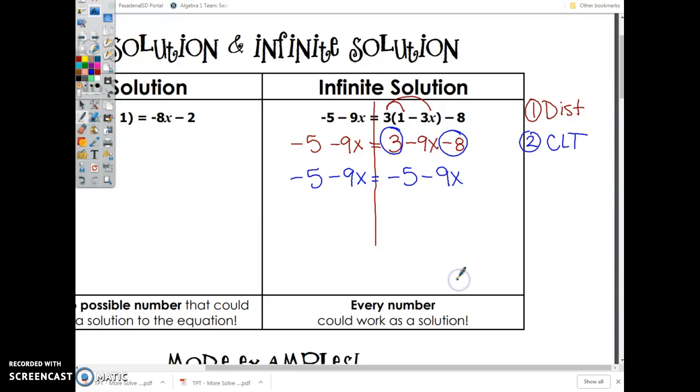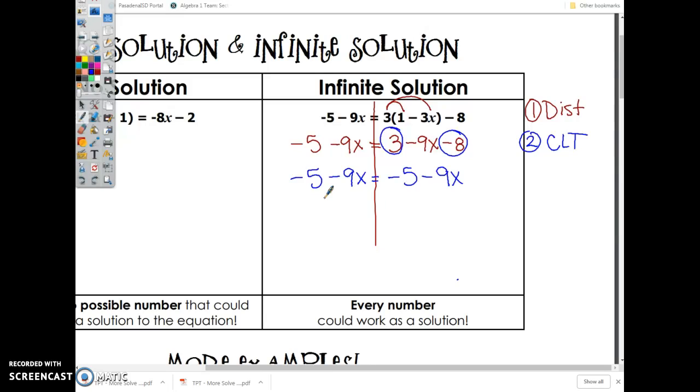Stop. What do you notice about your equation? They're the same on both sides. If that happens, you don't have to keep going. Okay? When you have the same thing on the left and the right side, it's infinite solutions. Okay? Infinite solutions. Let's say you forget, or you don't notice that they're the same on both sides. We're going to keep going.